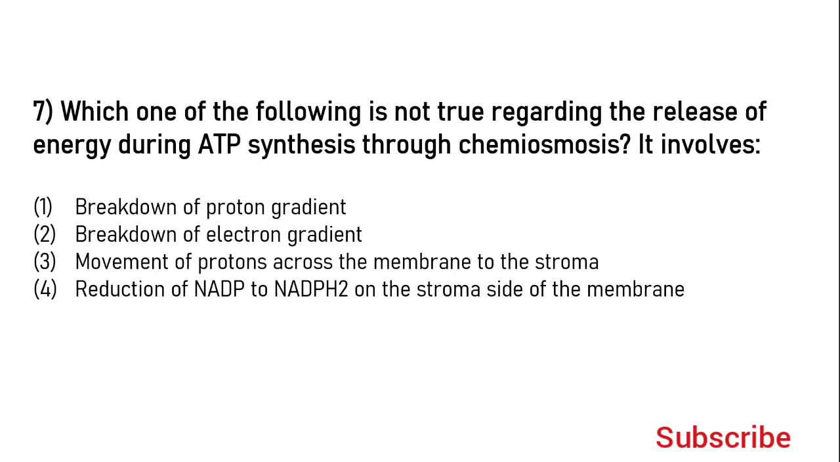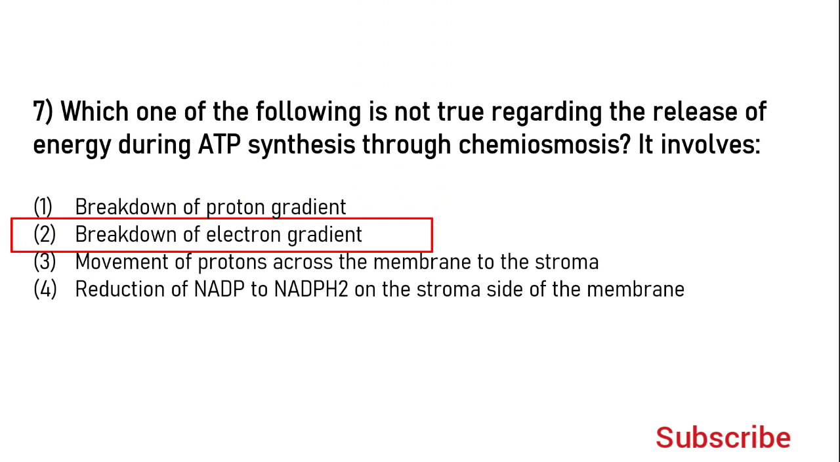Question number 7. Which one of the following is not true regarding the release of energy during ATP synthesis through chemiosmosis? It involves first, breakdown of proton gradient, second, breakdown of electron gradient, third, movement of protons across the membrane to the stroma, fourth, reduction of NADP to NADPH2 on the stroma side of the membrane. So your correct answer will be breakdown of electron gradient.